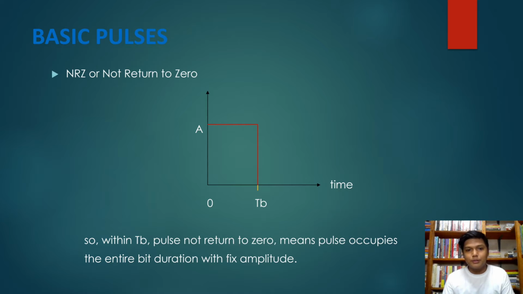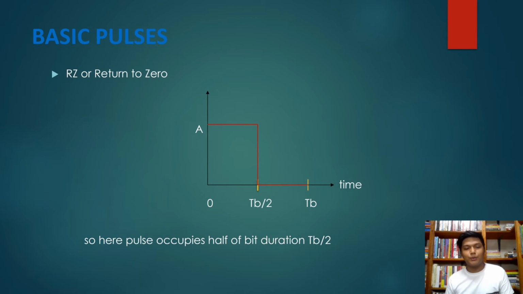Next, RZ, or return to zero. Here the pulse occupies half of the bit duration. The NRZ occupies the whole bit, but when it comes to return to zero, the pulse occupies half of the bit duration, so we have TB over 2.